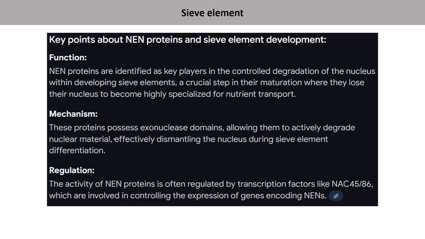And once the NEN proteins are produced, these proteins will act as exonucleases. They will degrade the nuclear material, dismantle the nucleus, and this loss of the nucleus will help the cell become specialized for nutrient transport and will eventually form the sieve element. Okay, so that is the entire mechanism of how the sieve element is formed.